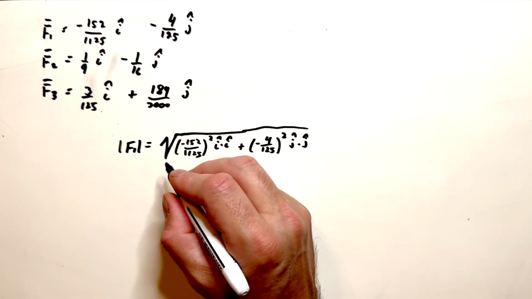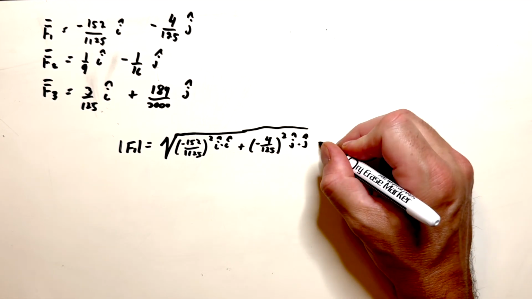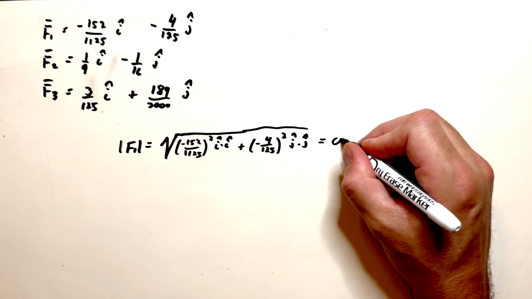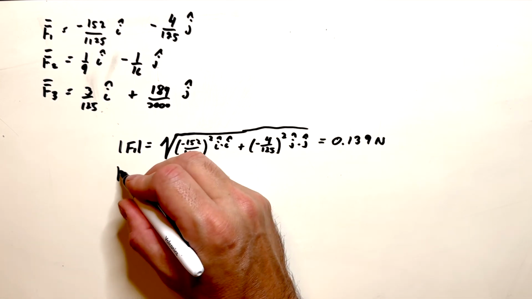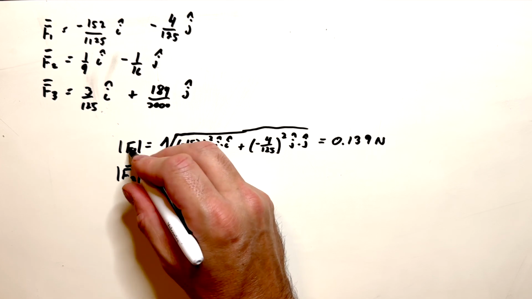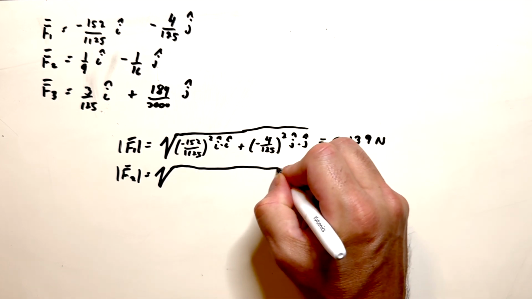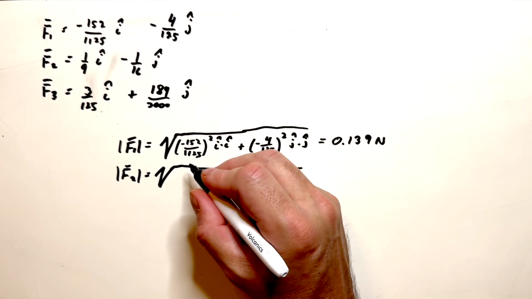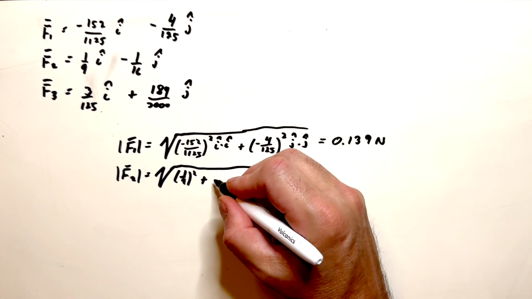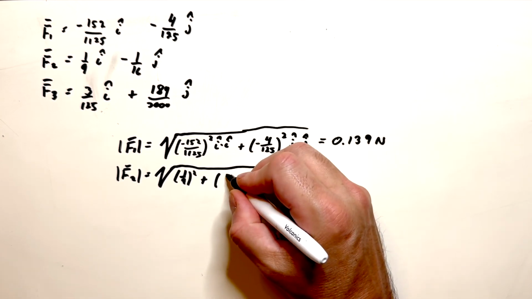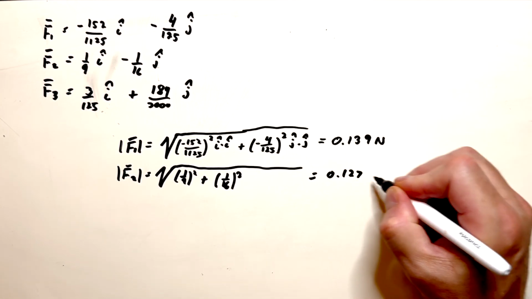And if I punch this into my calculator, square these, add them up, take the square root, this is equal to 0.139 newtons, provided that I punch things into my calculator correctly. Sometimes you make mistakes with the calculator, and that is unavoidable, but type it in a couple of times. Hopefully you'll get the right answer. F2, we would just square the terms: 1 over 9 squared plus, I'm going to leave out the i dot i business this time because we know it's just going to be 1, plus the square of the y term, 1 over 16 squared, and that's going to be equal to 0.127 newtons.